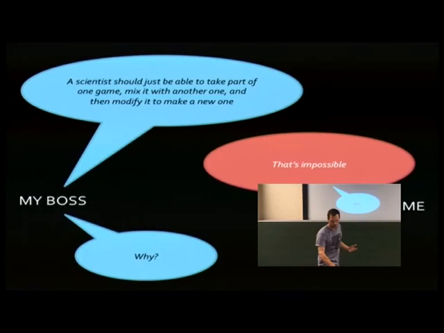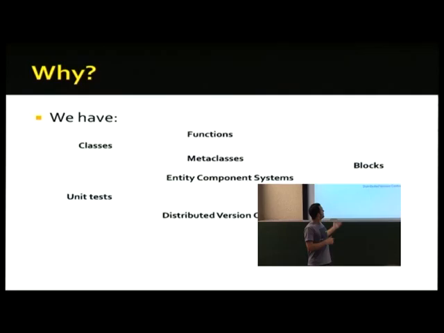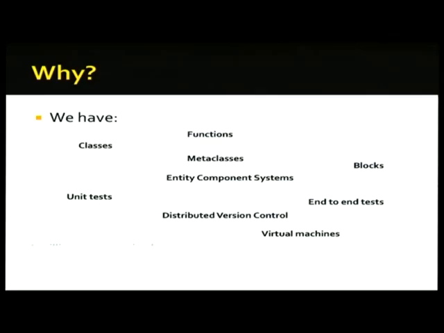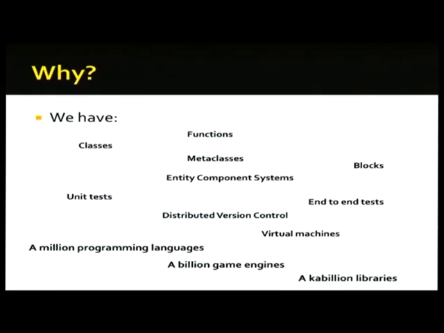We have functions and classes and meta-classes and meta-objects and entity component systems and distributed version control and thousands of technologies and signals and slots and millions of programming languages and billions of game engines and even more libraries that go to those game engines, right? And yet we still can't do this fundamental thing of mixing things together. It's still not easy.